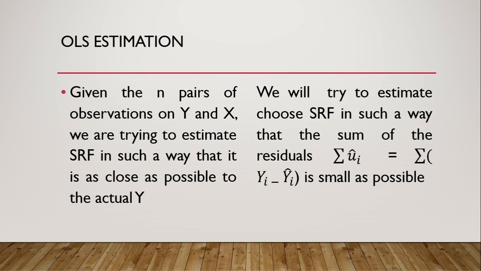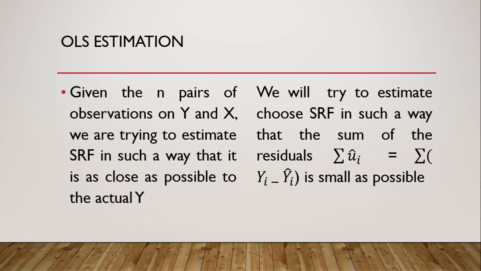In the case of OLS estimation, given n pairs of observations, we assume that we have n pairs of observations of X and Y. We are trying to estimate the sample regression function in such a way that it is as close as possible to the actual Y. So we are always trying to estimate Y values such that the estimated Y values are as close as possible to the actual Y values. So we will choose the sample regression function in such a way that the sum of the residuals is as small as possible.